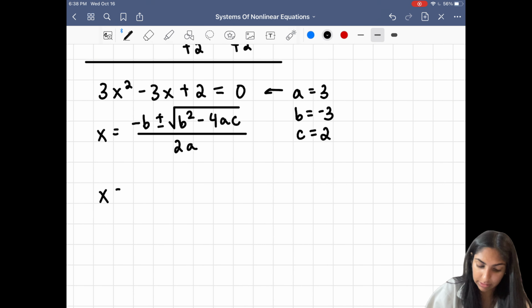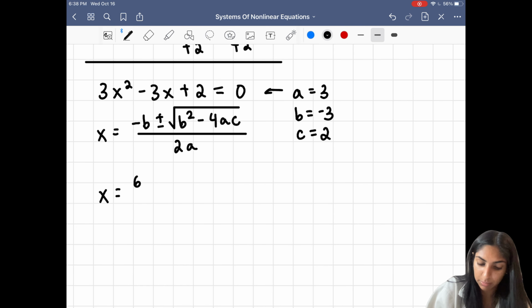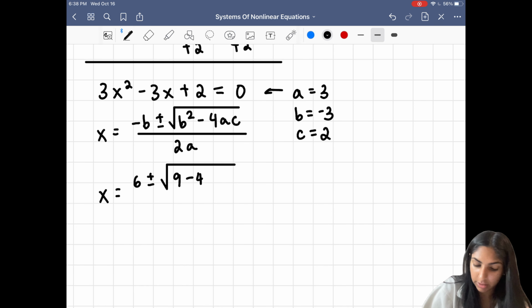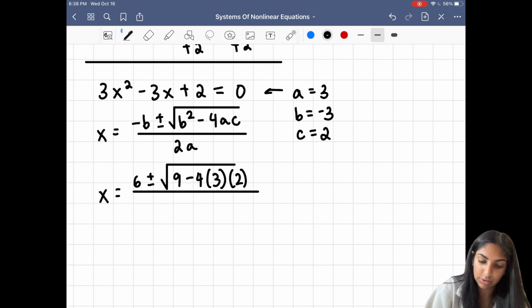So x is going to be equal to negative b, negative times negative 3, which is just 3, plus or minus the square root of b squared. B squared is negative 3 squared, which is 9, minus 4 times a, which is 3, times c, which is 2, all over 2 times a. 2 times a is just 2 times 3, which is 6.